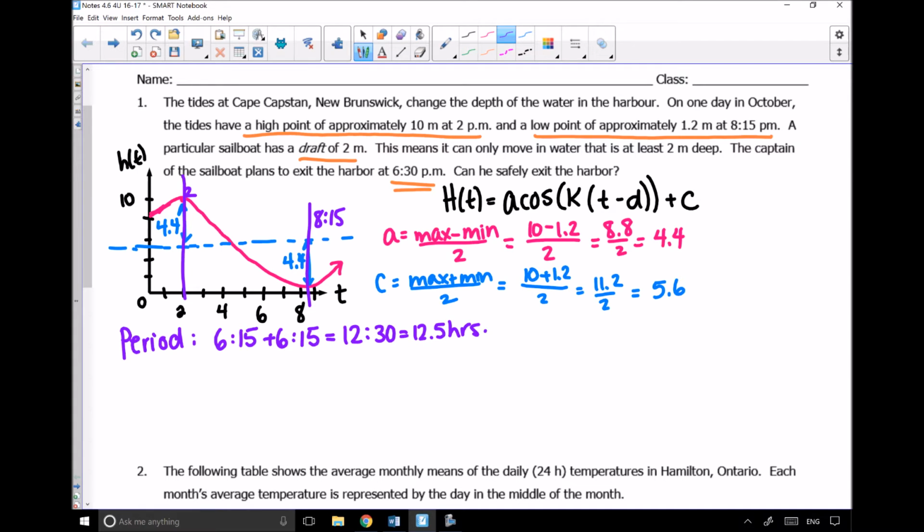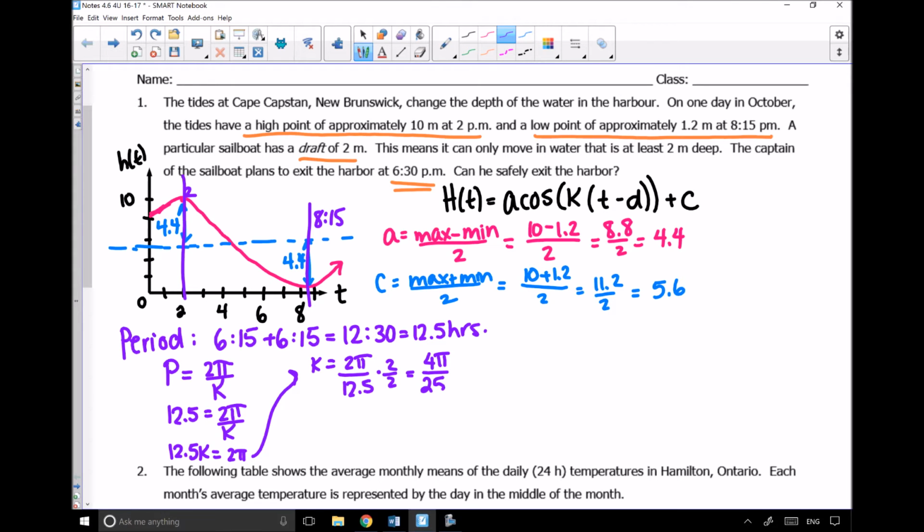Okay, but to find my k value, remember the period is equal to 2 pi over k. So I'm going to say 12.5 is equal to 2 pi over k, and then to solve for k, I get 12.5k equals 2 pi. That means that k equals 2 pi over 12.5. But I don't want decimals within my fractions, so I'm going to multiply by 2 over 2. So I know that my k value is 4 pi over 25.